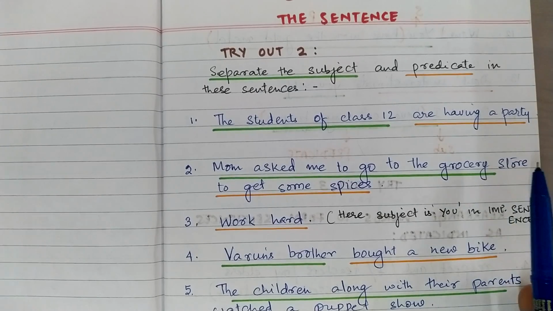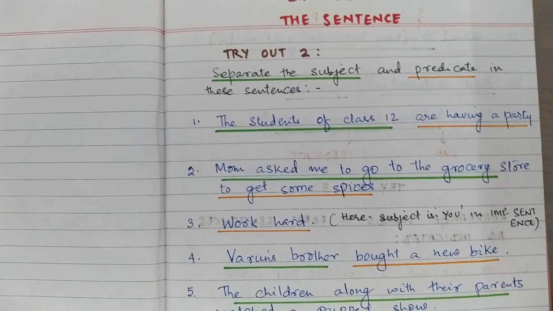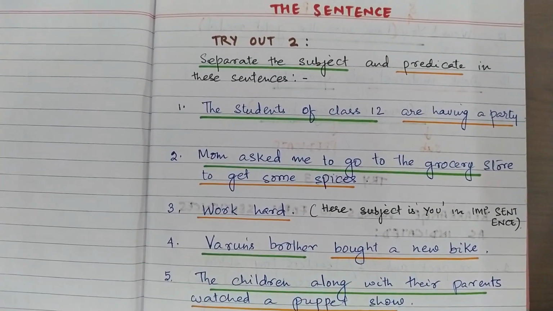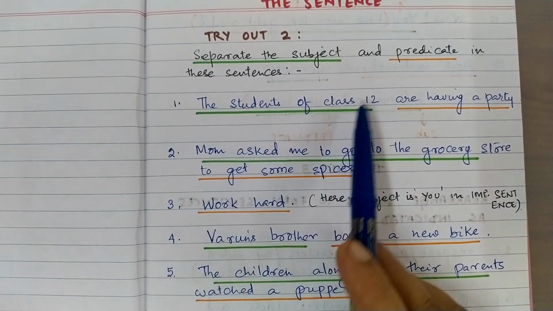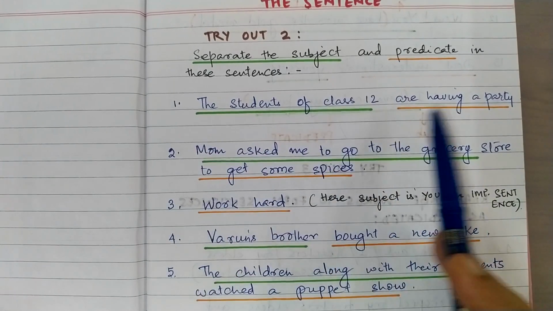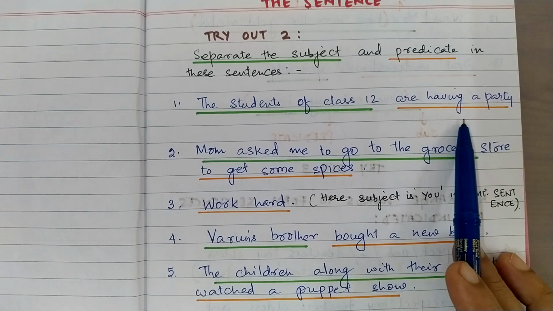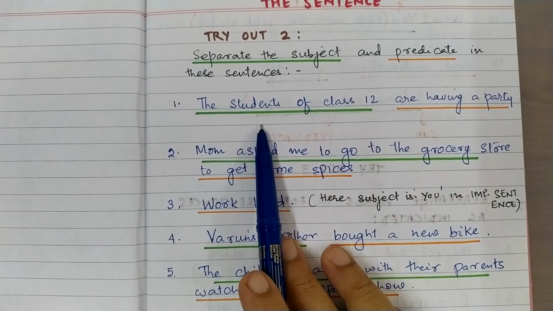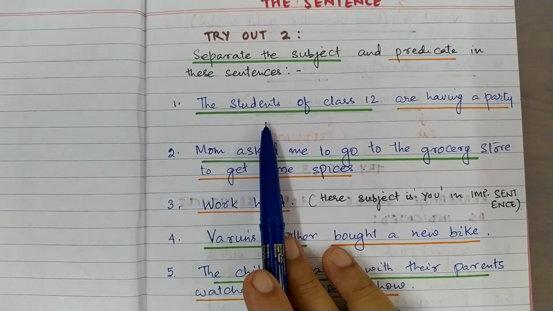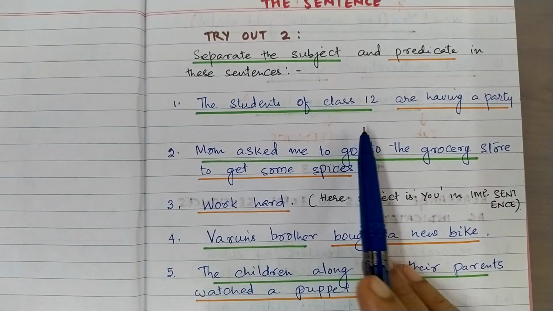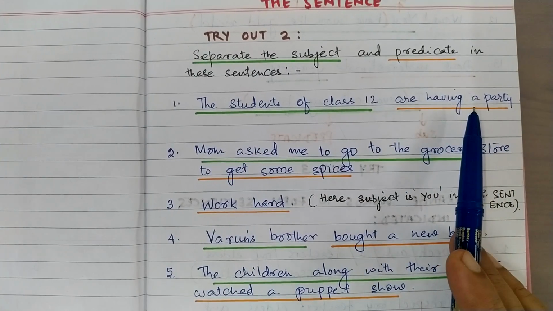Now children, in every sentence that is given to us, we need to identify which is the subject here. So the subject is students. So this part of the sentence, the students of class 12, is the subject, and are having a party is the predicate because it is saying what action is being performed by the subject in the sentence, which in this case is the students. So the students of class 12 is the subject, are having a party is the predicate.